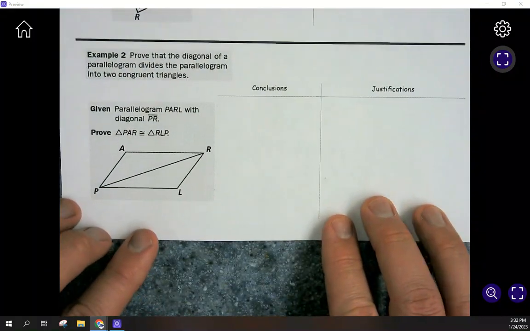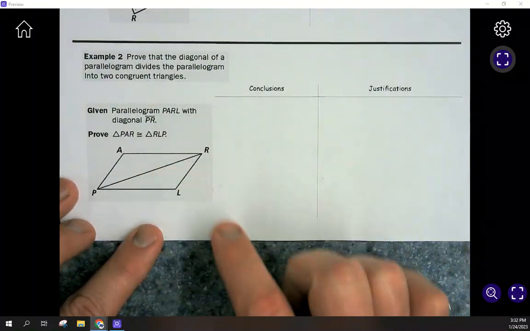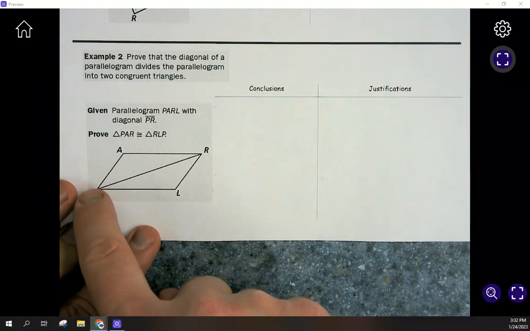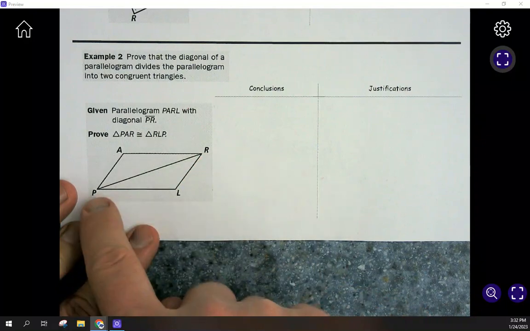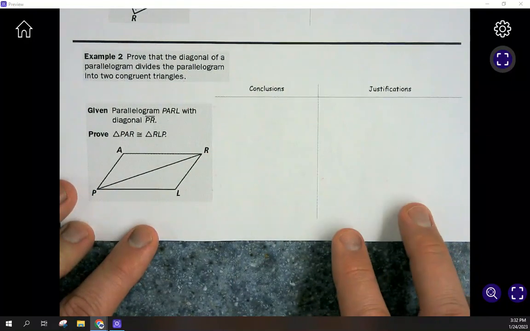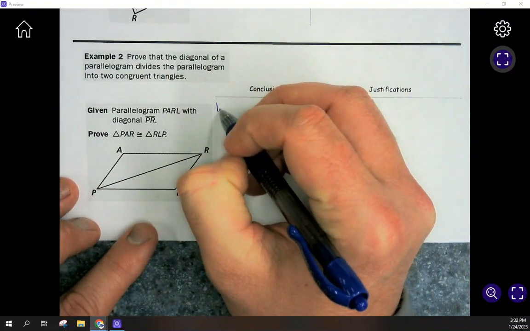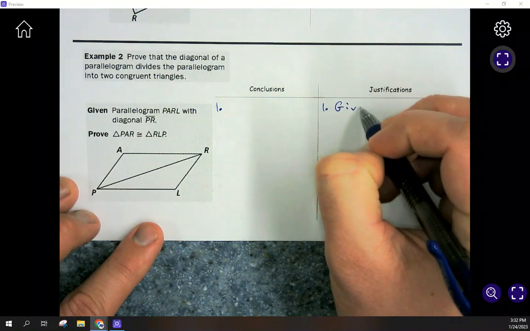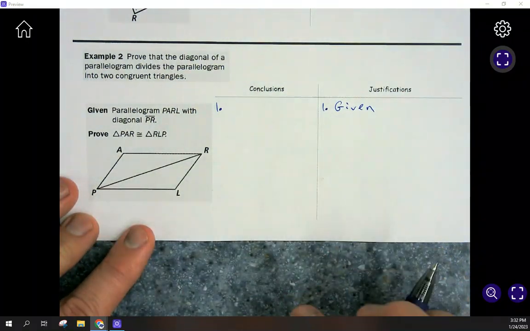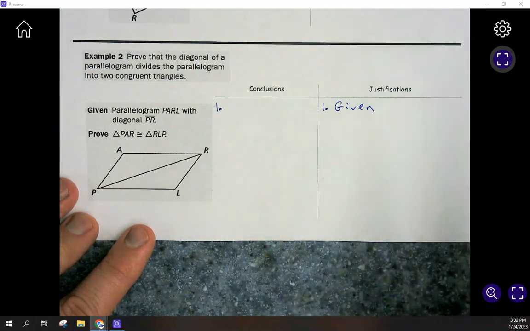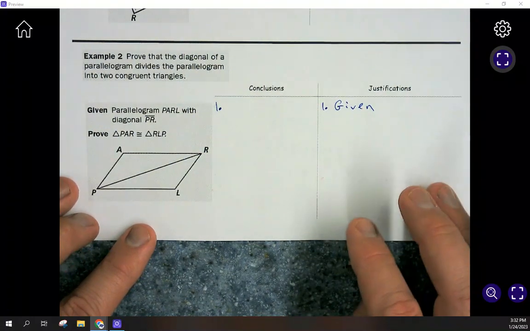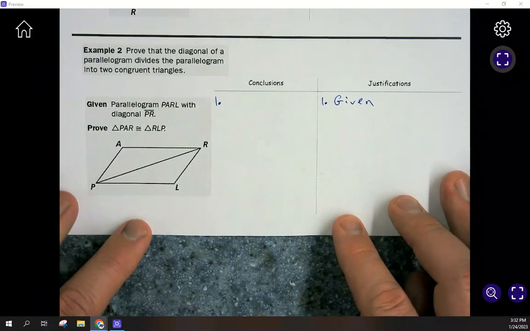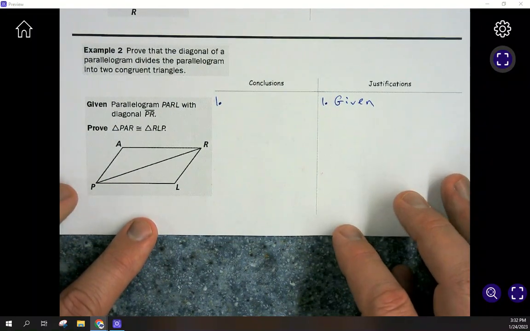This one's a little different now. All that we're given here is that this is a parallelogram, and the line from P to R is a diagonal, meaning it hits P and it hits R. So our first line that's given to us is just the fact that this is a parallelogram. Now think about, how do we use parallel lines? We're always talking about corresponding angles, alternate interior angles, same side interior, that kind of stuff. That's what's going to help us here.